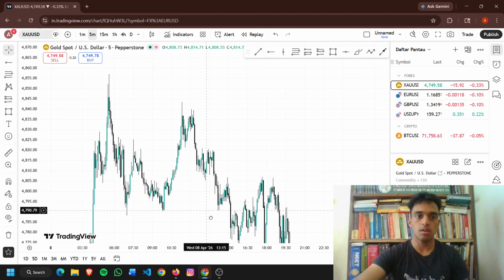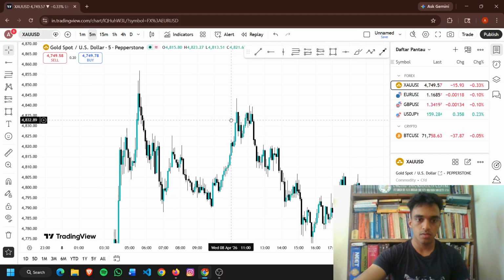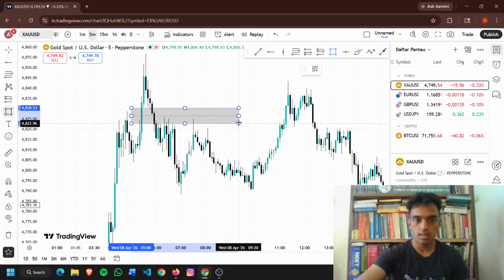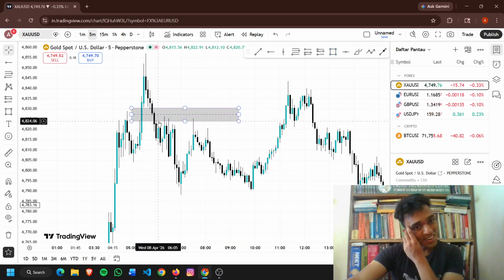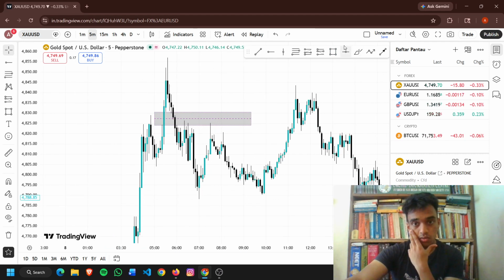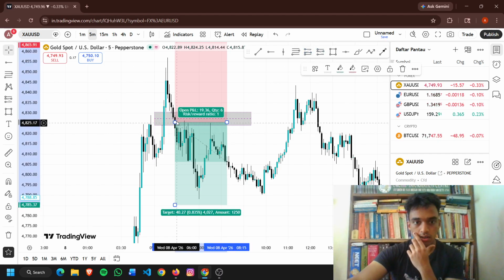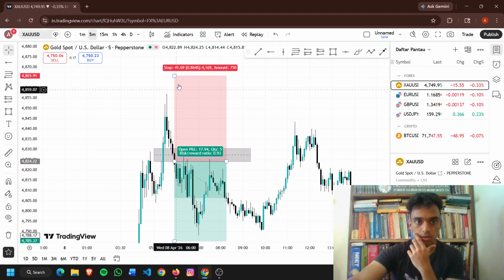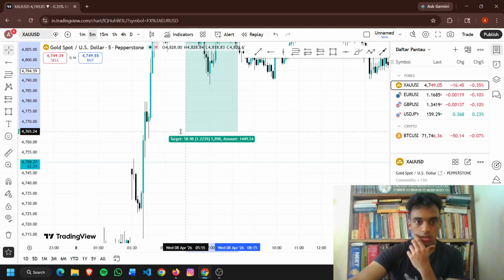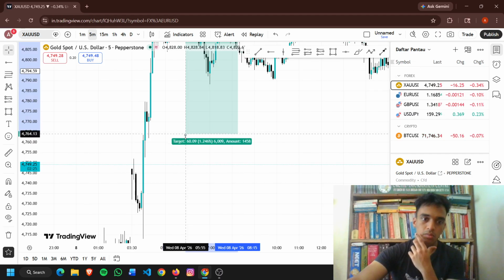We need to pair it with a liquidity sweep. So this was a liquidity sweep. This was a fair value gap. And see, it got tapped into, went down. So you should have kept your stop loss over here. You would have entered over here. Your stop loss would be over here. Your TP should be over here. I would have gone for this low most probably.